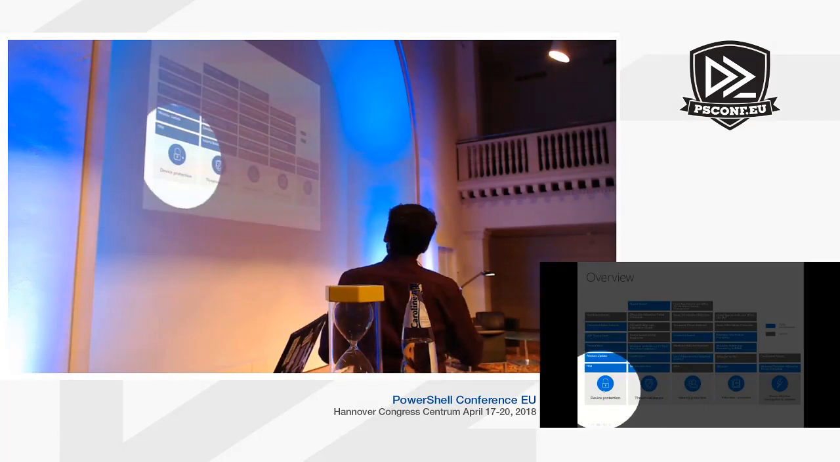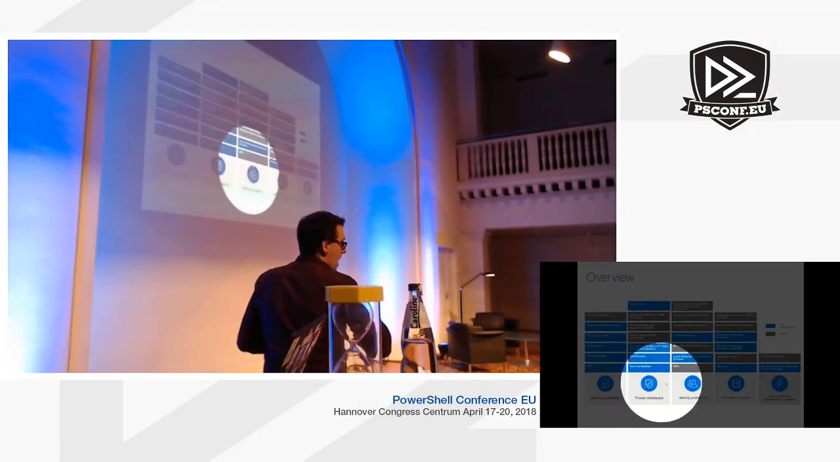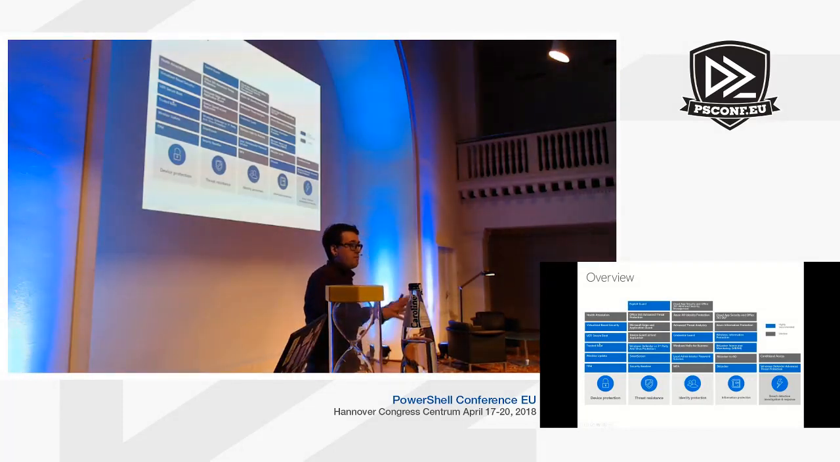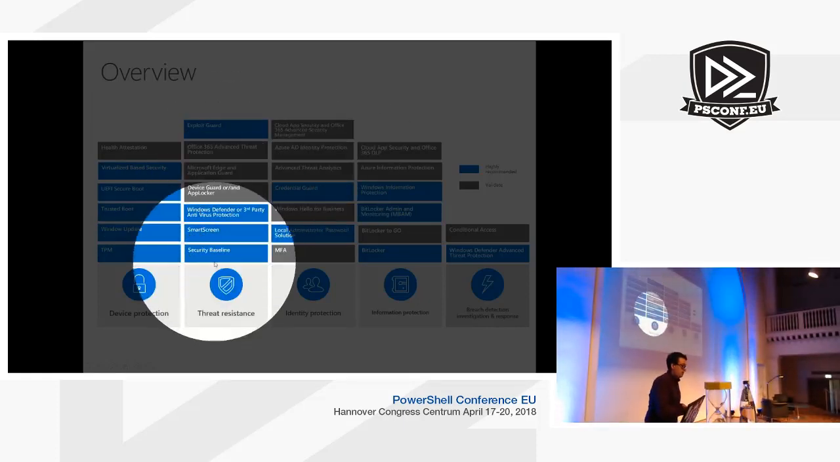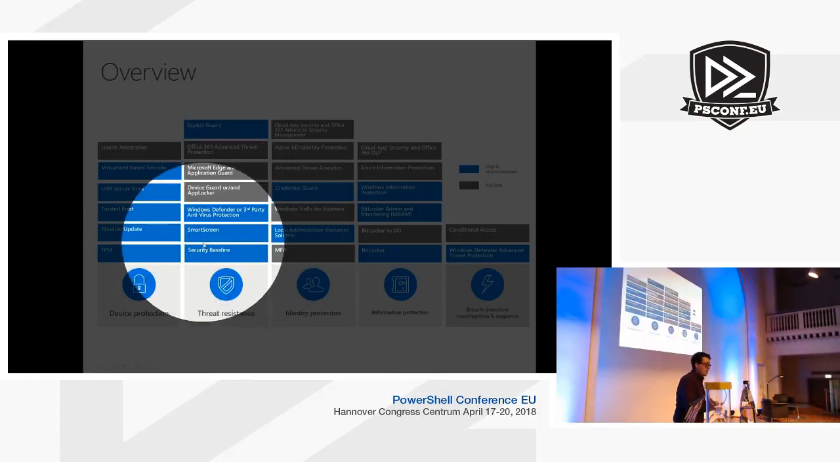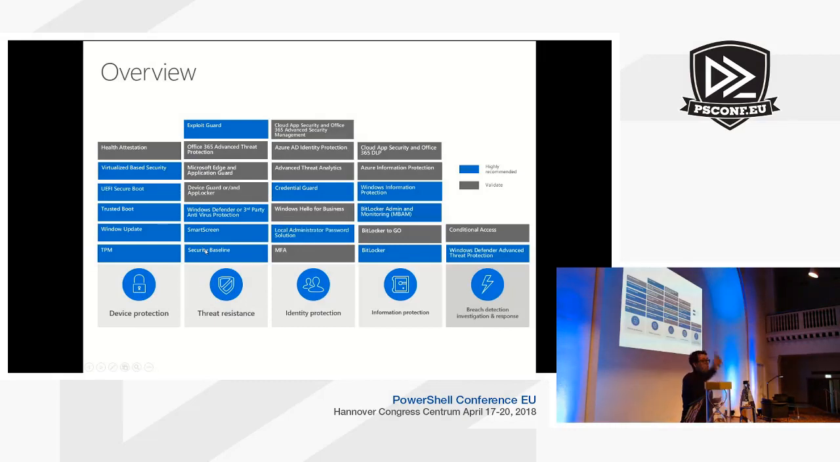So we have device protection, and device protection is everything that you really need, in my opinion, you need to implement. You see there are two colors, gray, validate, and blue, highly recommended. This is a base set for Windows 10 environments you should implement. Trusted boot, using Windows Update, TPM, TPM 2.0, virtualization-based security. Then you have the region of threat resistance with security baseline, which we will also show today, SmartScreen filter, Windows Defender, and Exploit Guard with blocking obfuscated scripts.